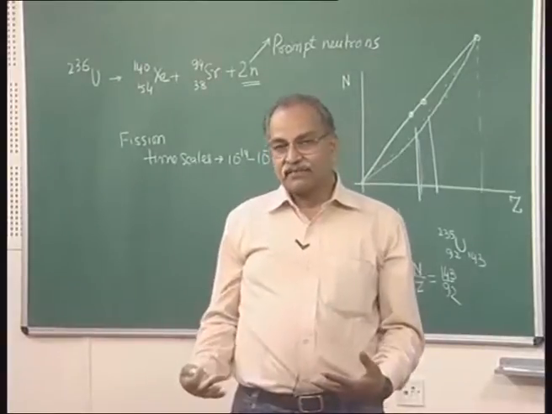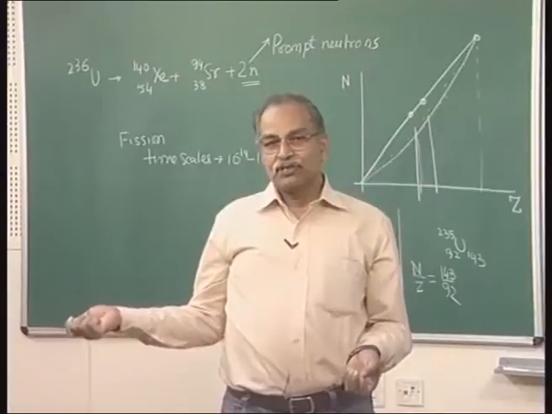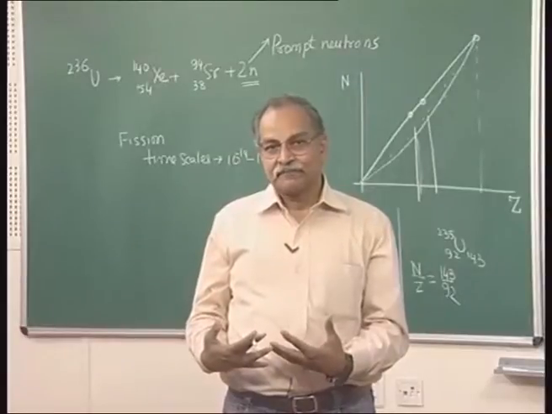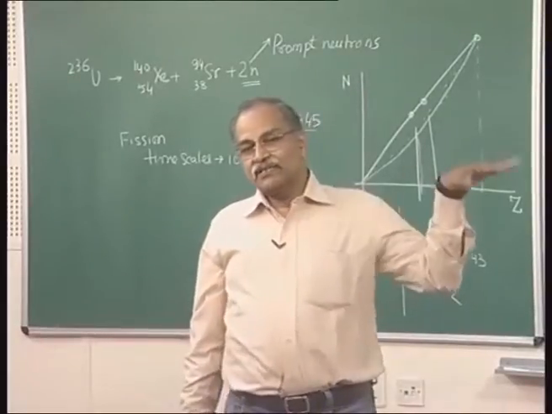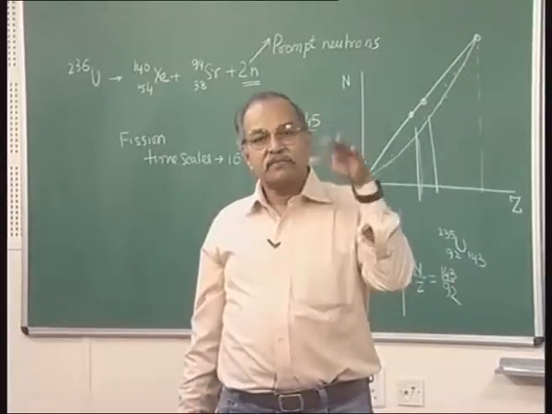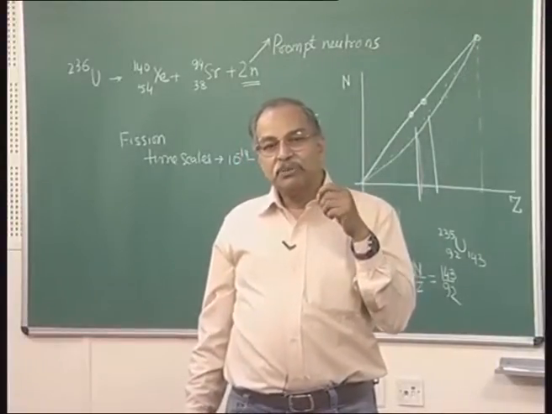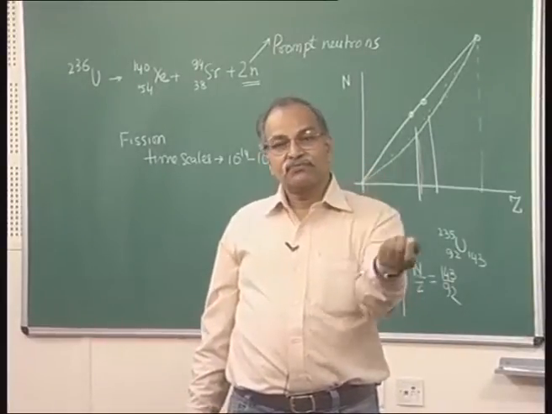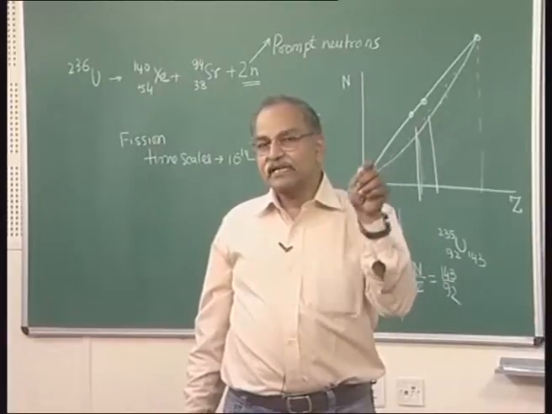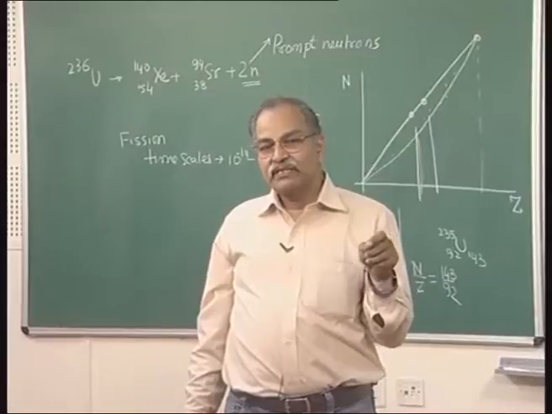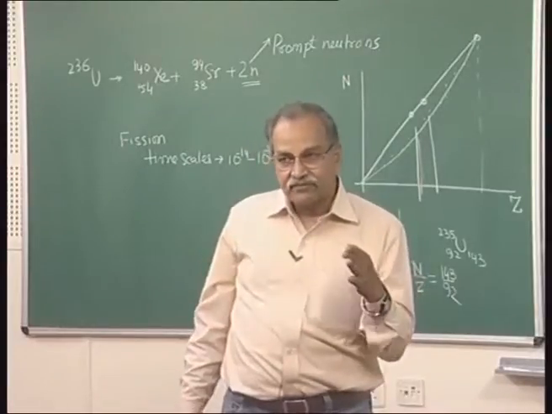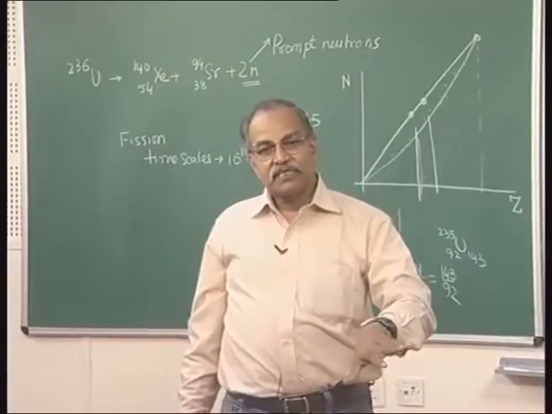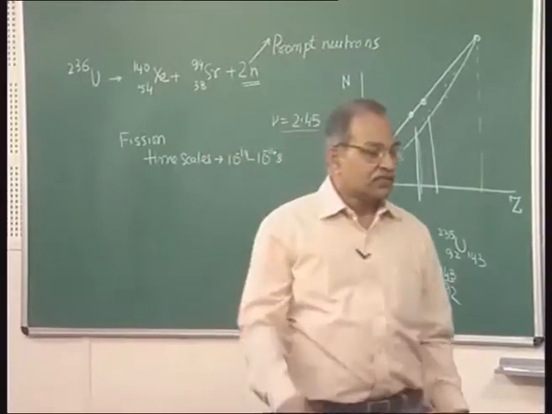But even after emitting those 2 or 3 neutrons, the 2 fragments that are created are still neutron rich. They are still much above, in that diagram, the stability line, and therefore they are beta active, beta minus active, because a neutron wants to convert into a proton to reduce that N by Z ratio. So, they are beta minus active, and they decay, a beta particle is emitted, and they try to become stable. Some of those beta chains I will write.